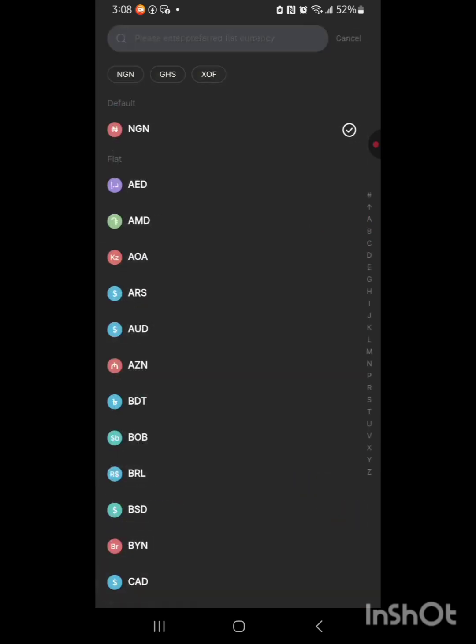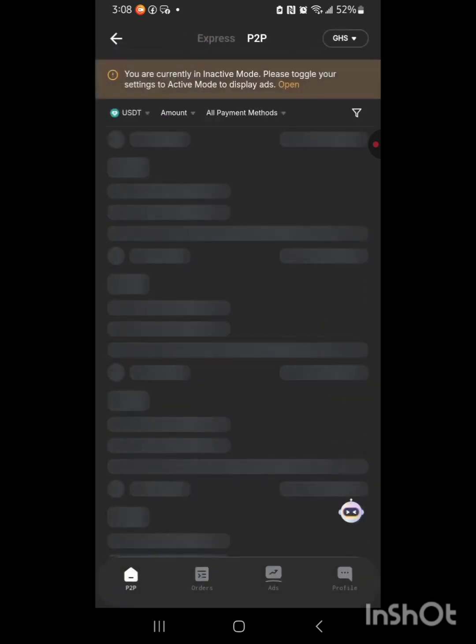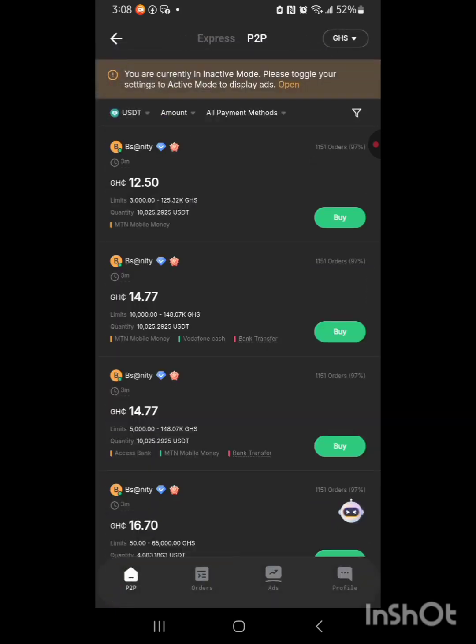Now, after buying the USDT, we're going to sell that USDT for Ghana cedis. On Ghana cedis, remember 112, let me write that down so I will not forget: 112.75.